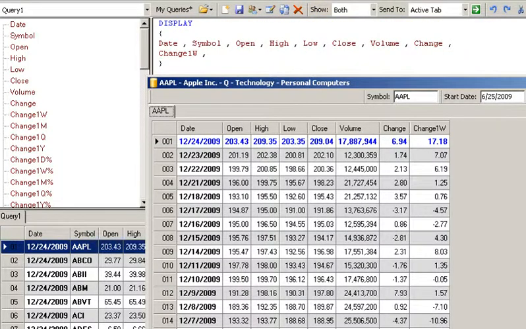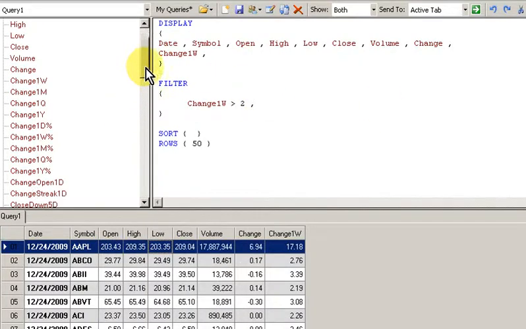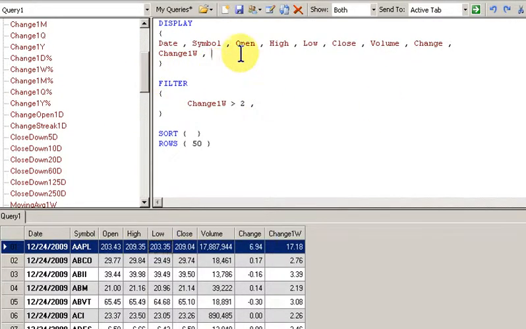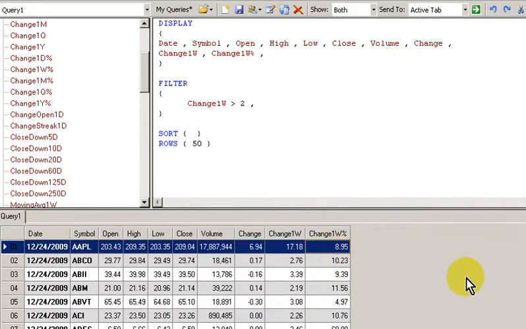Okay, now the next one is you can do it by percentage. So let's go ahead and use the same time part. We'll do weekly. And we'll see that Apple's $17.18 represented 8.95% of its value. Okay, so it went up for the week 8.95%. Okay, so that's change and change percent.